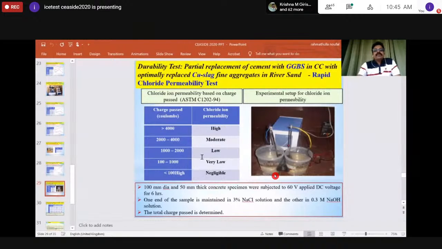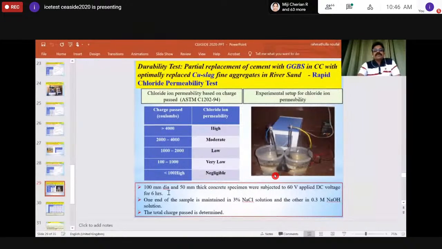This is the standard table for the test. Here, sodium chloride and sodium hydroxide solutions are prepared in containers, and two leads are put like this and placed on the two sides of a small concrete cylinder. Then current is passed through it with 60 volt DC, and the dimension is 100 mm diameter and 50 mm thick.